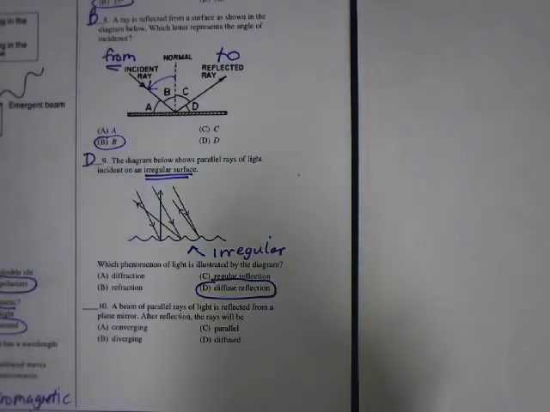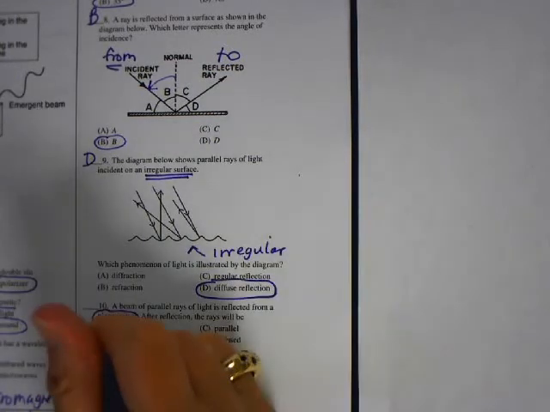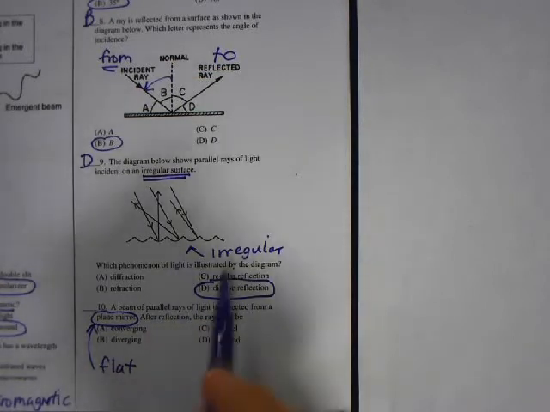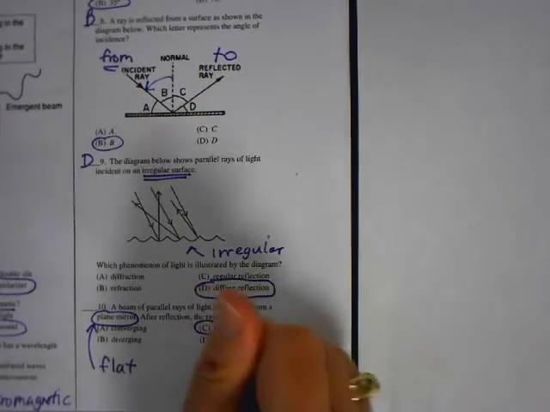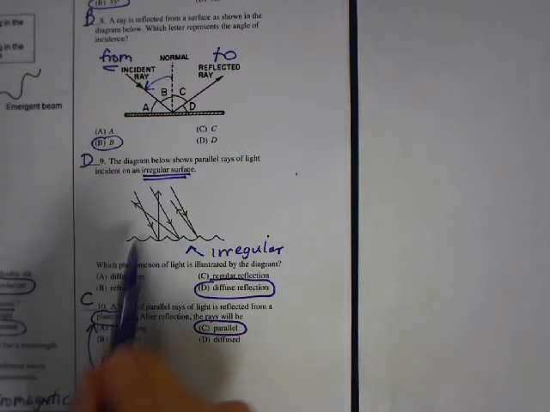Number 10. A beam of parallel rays of light is reflected from a plane mirror. After reflection, the rays will be, so if this is a plane mirror, remember that means flat. Okay? So you remember that when they're reflected, they're all going to be parallel with one another, and we also have that diagram in our notes. And if you remember back, again, that visual, because it has a smooth surface. When it's irregular, they're not parallel, but when it's a smooth, flat surface, they're going to be parallel.